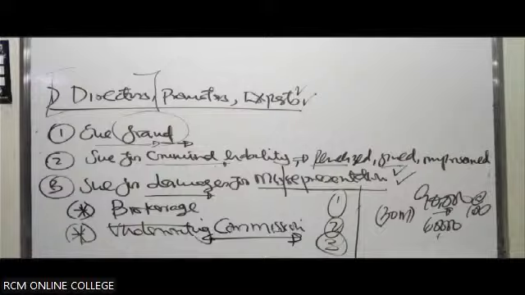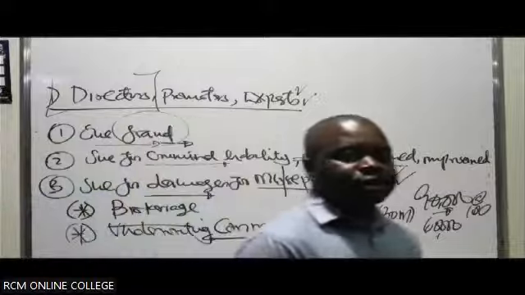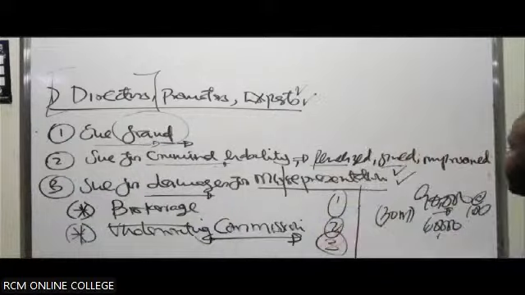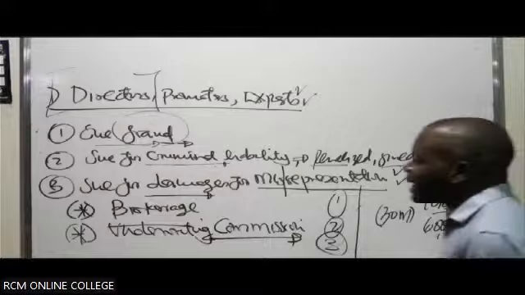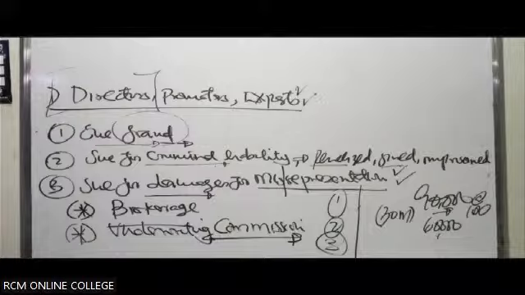So underwriting commission is the fee or the commission paid to underwriters for being able to give assurance to the company. They'll take up the undersubscribed shares. So therefore we call it an underwriting commission. This underwriting commission will have to be authorized by the company.